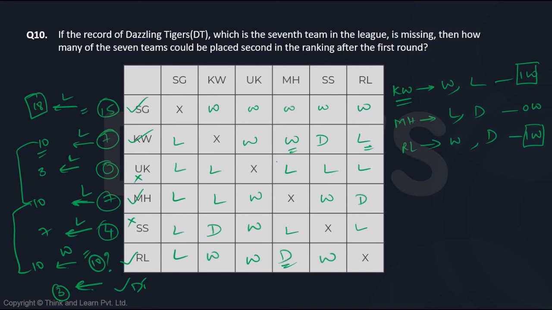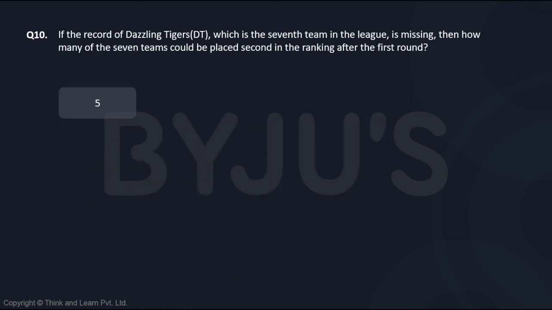So totally we have 1, 2, 3, 4, 5 teams that can end up second. So the answer is 5.